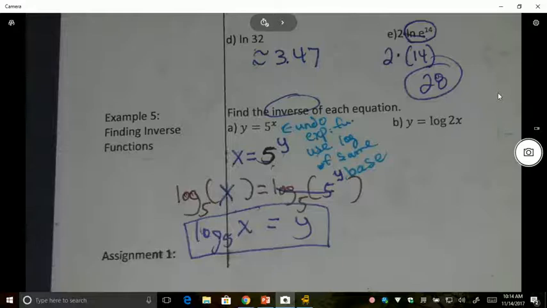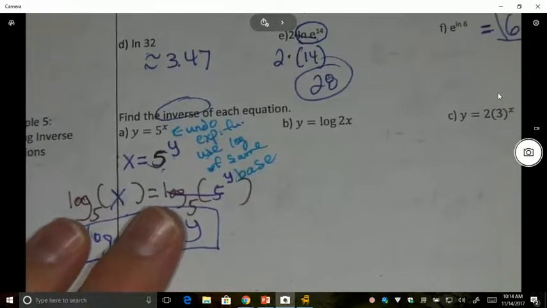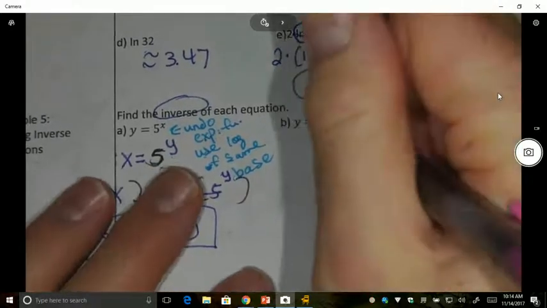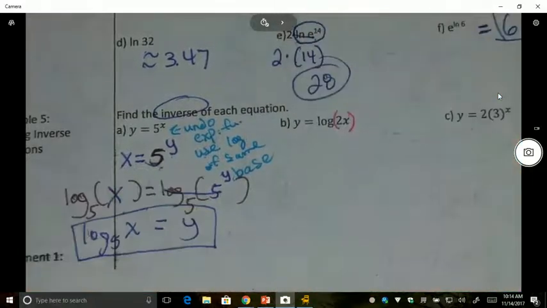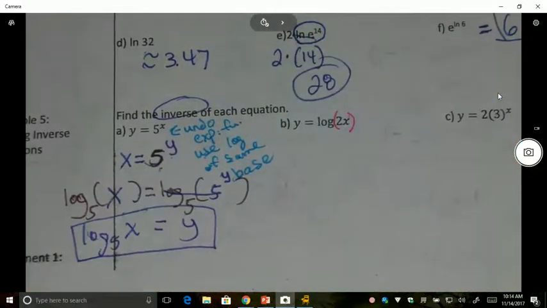Some of you, I've had students before who thought, oh, I'm just going to make it a logarithm with base 5. That works for this problem. It won't work for the next two, so it's better to go through these steps. For letter B, the first thing to do is to get the log by itself. It is because the 2x is inside of the logarithm.